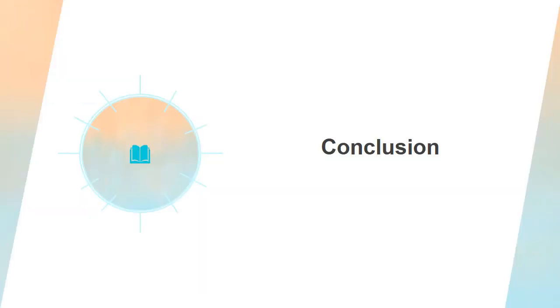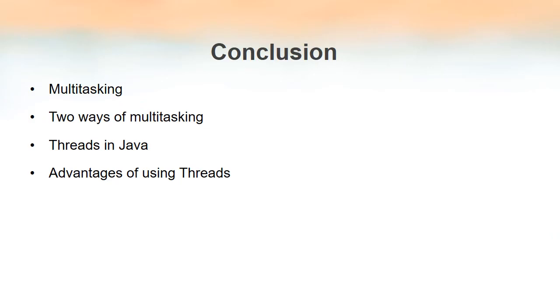We shall conclude now. We discussed multitasking and the different ways in which we can implement multitasking. Then we discussed threads in Java. We defined it. Then we covered the advantages of using multi-threading in Java. We also saw a pictorial representation of threads, how it looks inside an operating system.